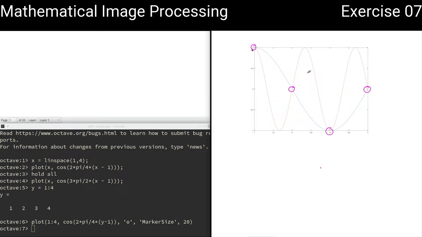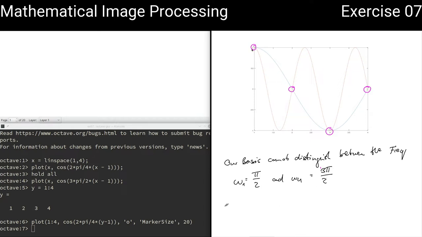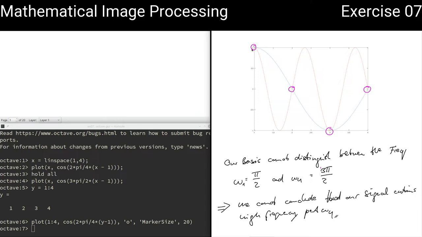So let us sum up what we have seen so far. Our basis of the complex vector space C to the n cannot distinguish between the frequencies omega 1, which is pi over 2, and omega 4, which was 3 pi over 2. So the first conclusion is that we cannot conclude that our signal contains a high frequency part, omega 4. At the same time, we could not conclude that it has a low frequency part because it could be the one, it could be the other, or it could be a mix of both.